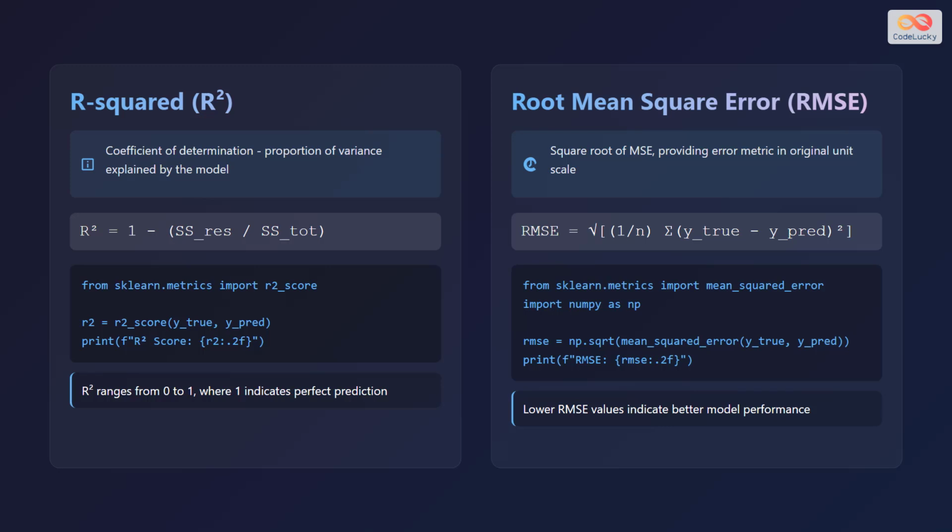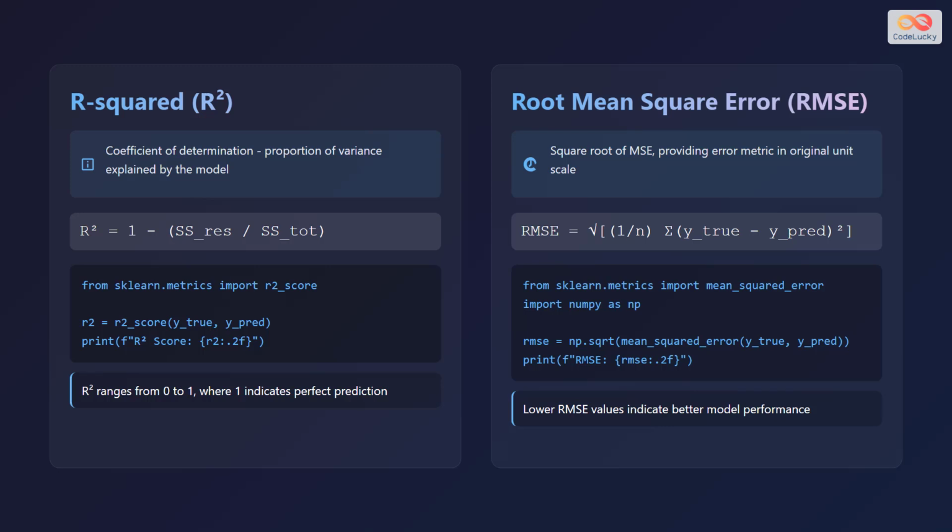Let's consider the Python code for calculating R-squared. From scikit-learn metrics, import R2 score. Then, calculate R-squared using the R2 score function with y_true and y_predicted as arguments. Finally, print the R-squared score, formatted to 2 decimal places. R-squared ranges from 0 to 1, where 1 indicates perfect prediction.